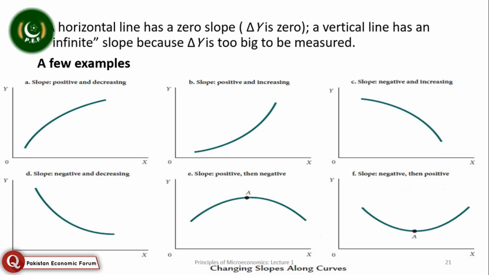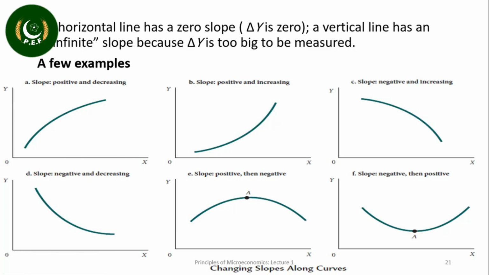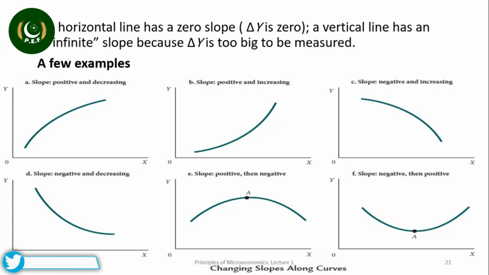For the first, we have a positive but decreasing slope. Then in B, we have a positive but increasing slope. In C, we can see that the curve is falling from left to right, so it is a negative slope. Again, D is also a negative slope and the magnitude of the slope is decreasing. E shows that up till point A, the slope is positive, and then after point A, the slope is negative. First it is positive and decreasing, and then it is negative and increasing. Similarly, graph F shows that the slope is first negative and decreasing. After point A, it is positive and increasing. So we shall need this understanding when we explain the graphs.